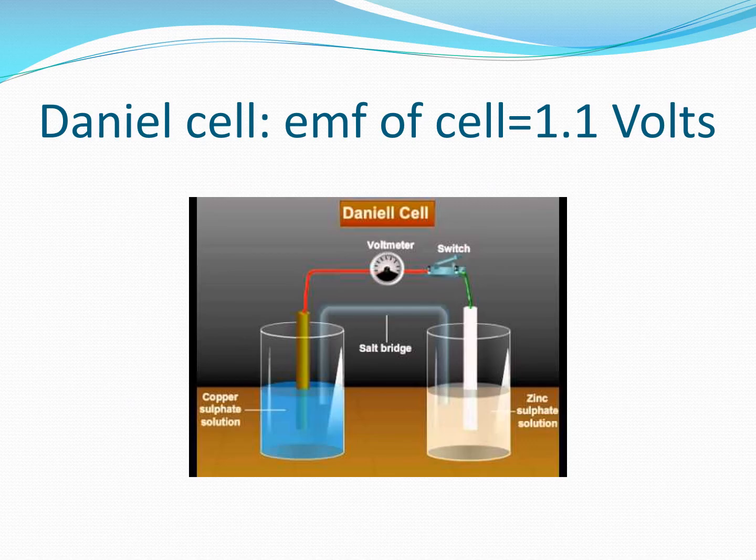The practical application and the most common example of an electrochemical or galvanic cell is the Daniell cell. The EMF of this Daniell cell is 1.1 volt. What is EMF? The difference of potential which causes a current to flow from the electrode of higher potential to the one of lower potential is called the electromotive force, that is, the EMF of the cell.